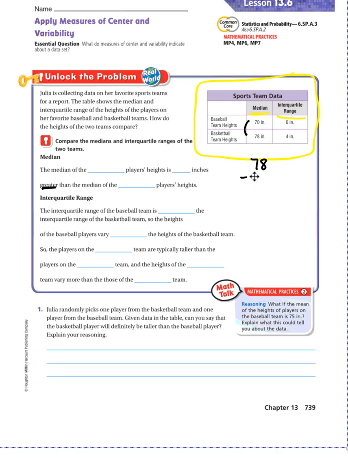We do 78 minus 70 is 8. So the median of the basketball players' heights is 8 inches greater than the median of the baseball player's height. Interquartile range. The interquartile range of the baseball team is, now we're looking here, the baseball team is bigger, so 6 minus 4 is 2.